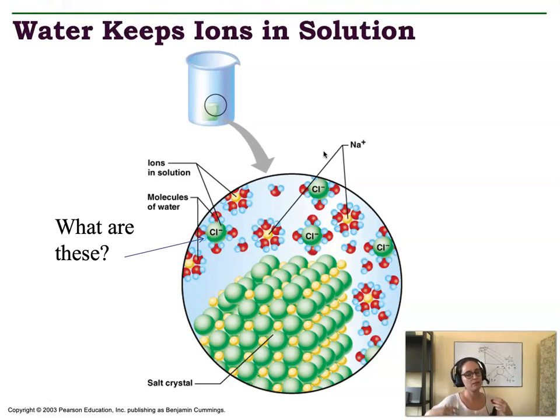So again, water keeps ions in solution. There's your dissociated sodium and chloride separated from each other. It works best in our body if we have free sodium and free chloride. Those two ions pop up a lot in physiology, so it's important that those ions are there, separated.